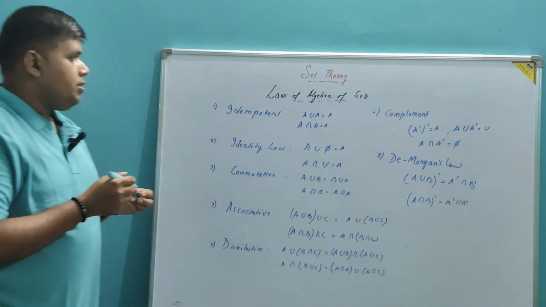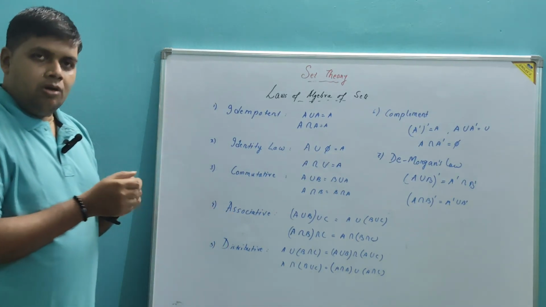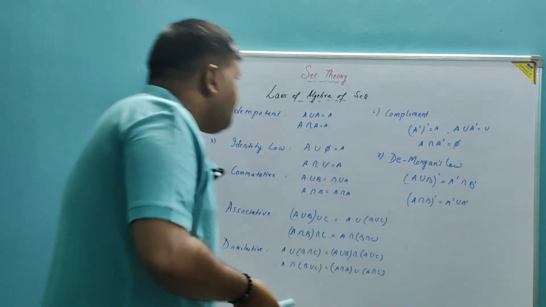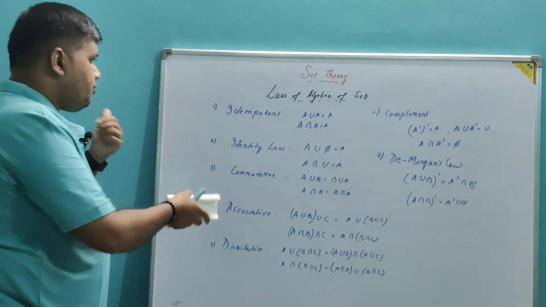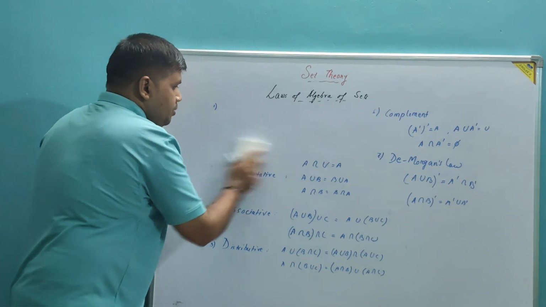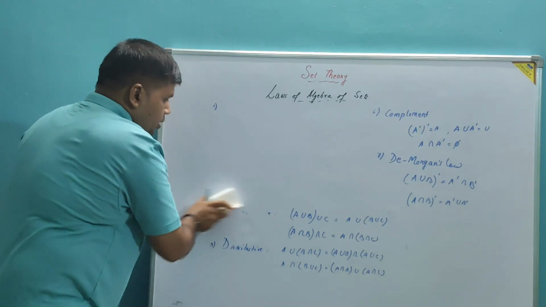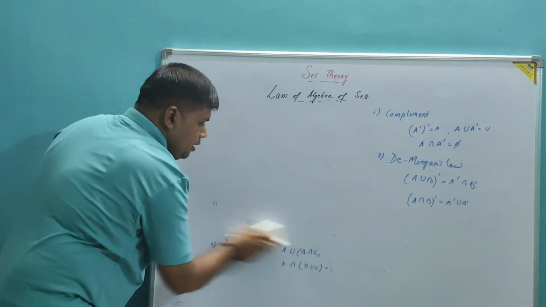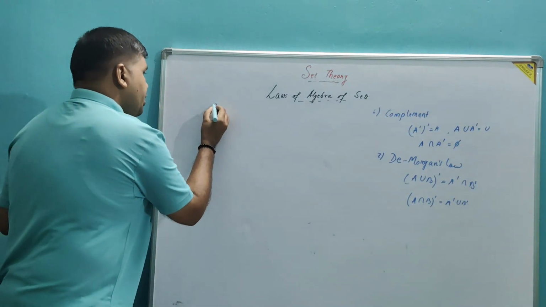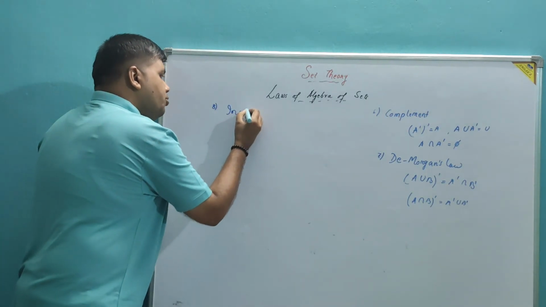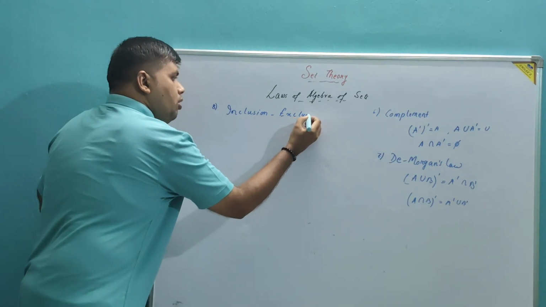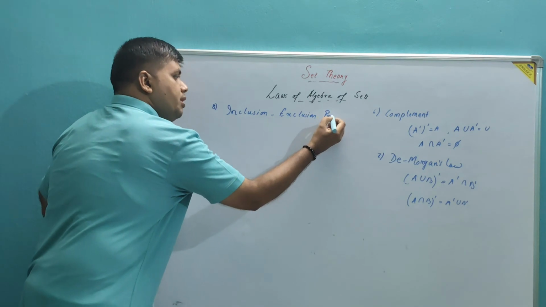In relation to the basic laws, there is another law which we will use across different problems for solving different problems. That is called the inclusion-exclusion principle or inclusion-exclusion law. So that is another very important law in set theory. It is number 8, the inclusion-exclusion law or inclusion-exclusion principle, we can say.